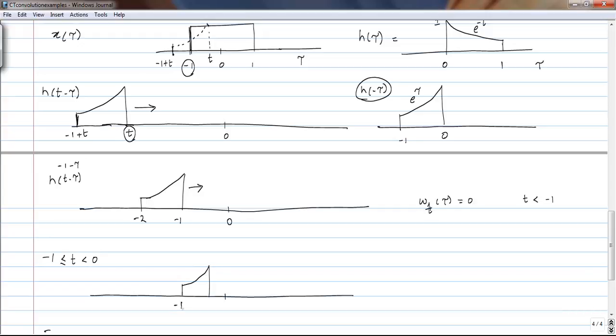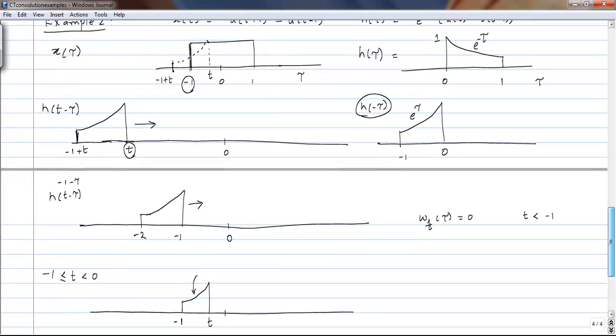So this is minus 1, this is t, and this function, what is this function? You have to be a bit careful to figure out what this function is. We started with h of tau, which is e raised to minus tau. H of minus tau was e raised to tau. And this is h of t minus tau. Okay? So what is this?